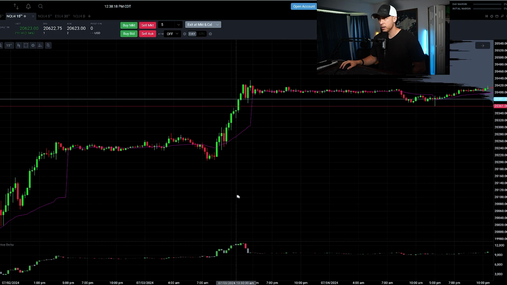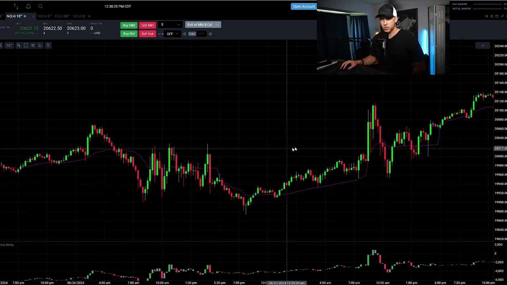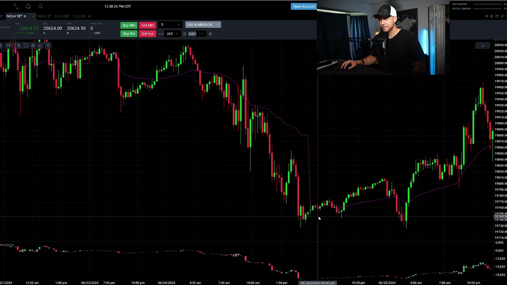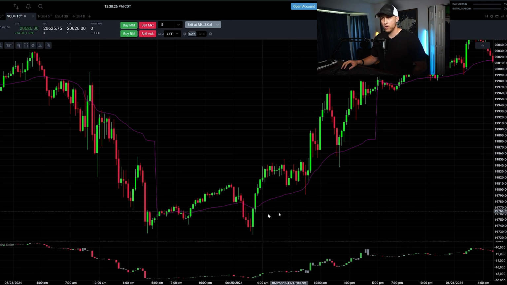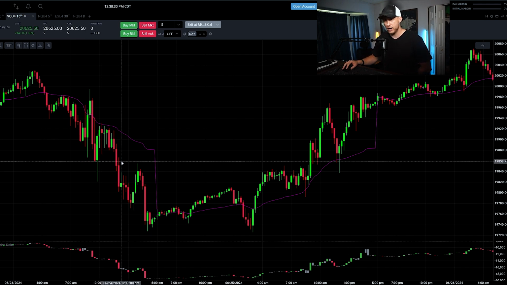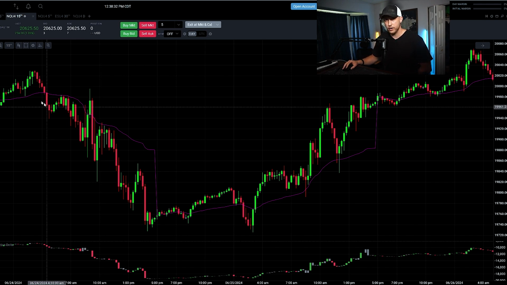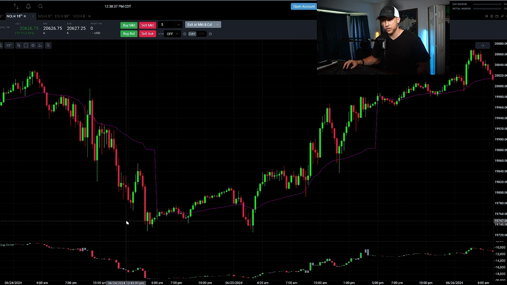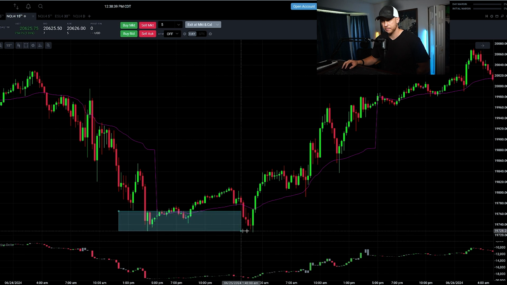Moving forward. Actually, let's go back. Let's go back further. Okay, here's another really good example. So you can tell that we've had a trend down and we have this general area right here, right? That is signifying a little bit of a support range. Okay, so let's just draw this area.